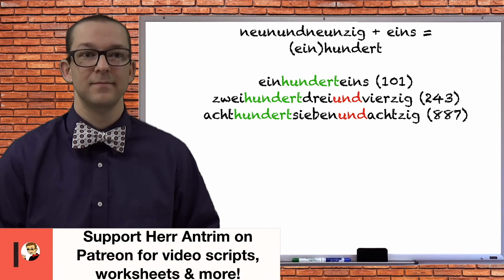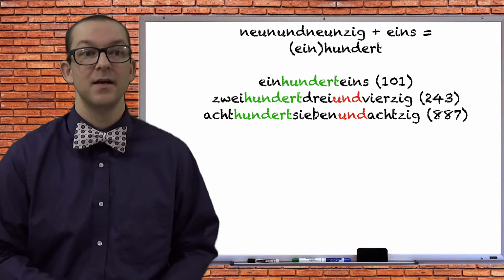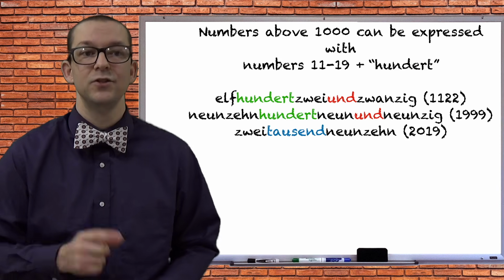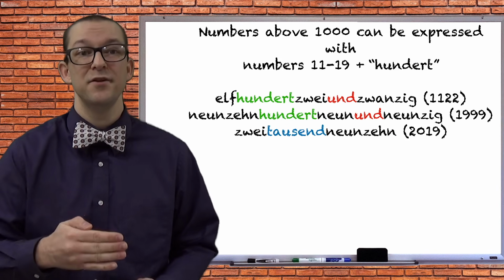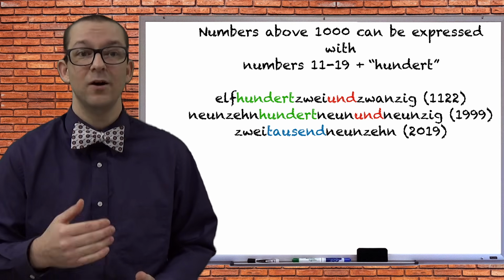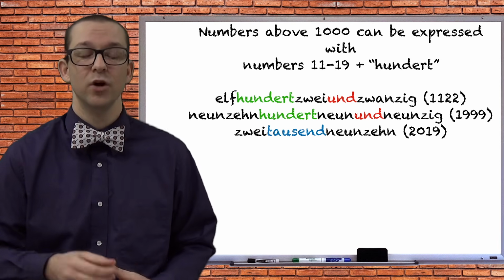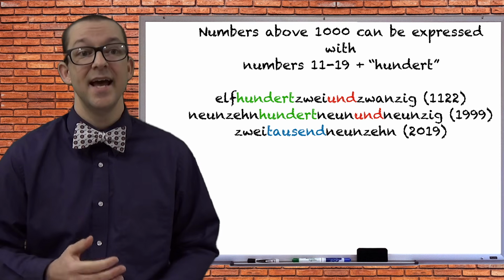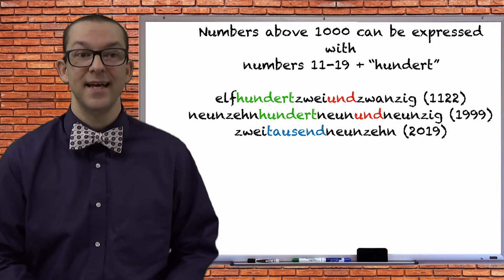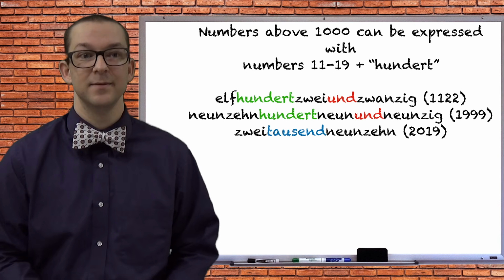Just like in English, you can use 11 through the teens to express numbers over 1,000, but anything beyond the teens has to be expressed with the word 1,000.